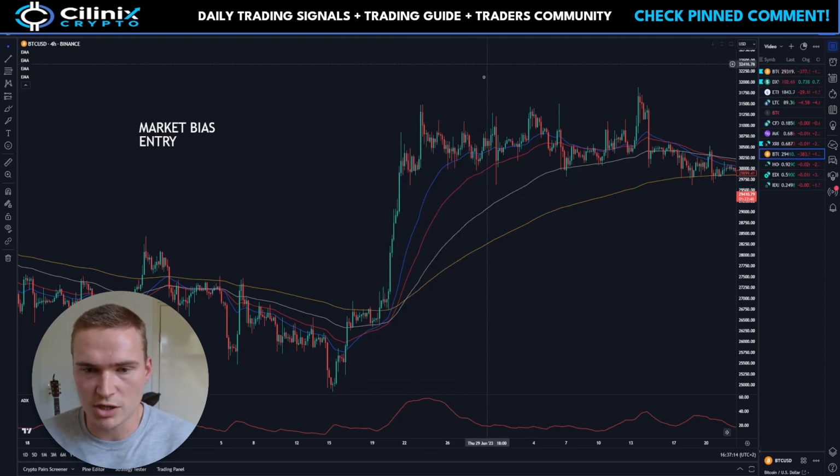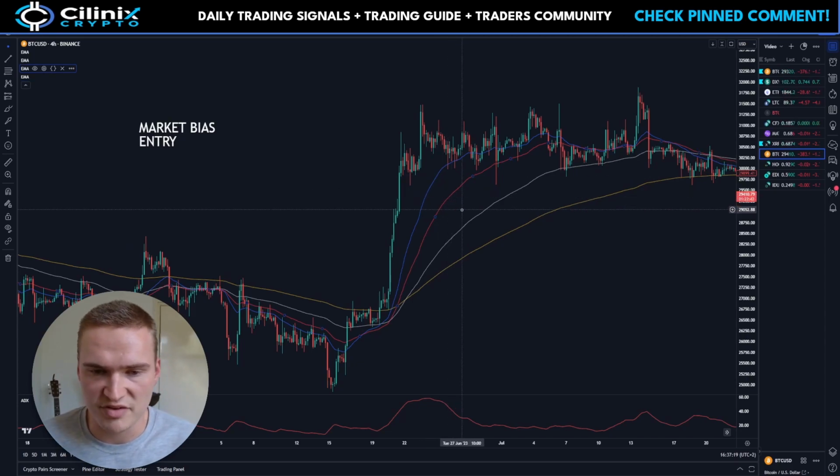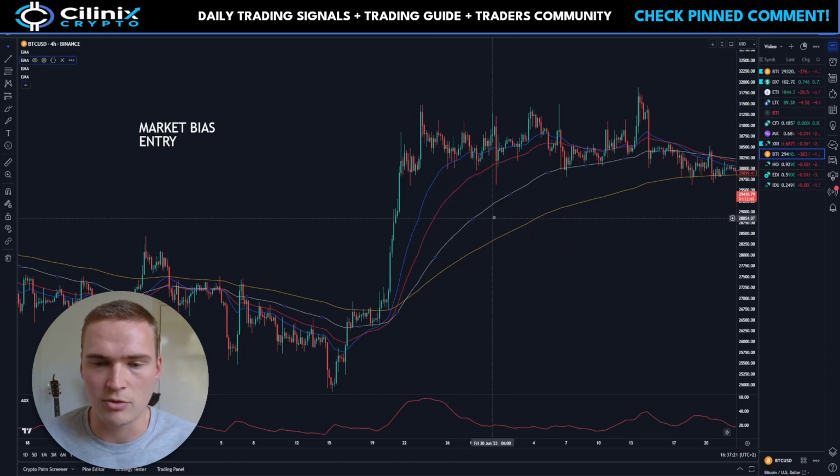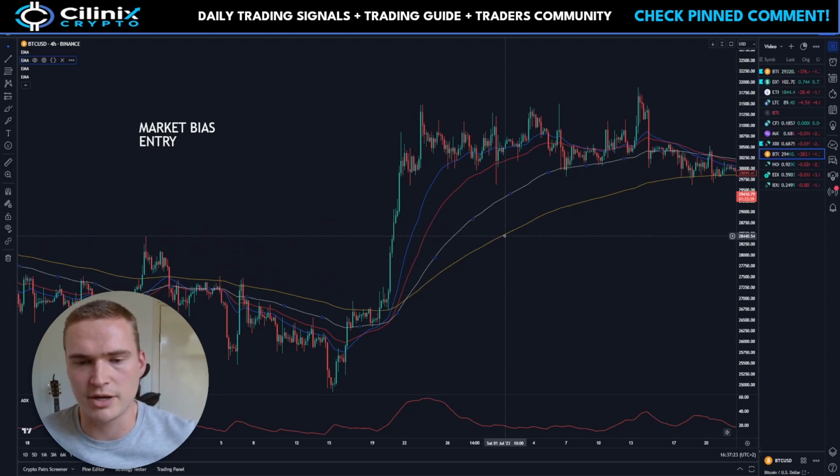So you can see it on the chart right now. The blue one is the 28 period EMA, the red one is the 50 period EMA, the gray or silver one is the 100 period EMA, and the gold one is the 200 period EMA. So those are the ones I use.